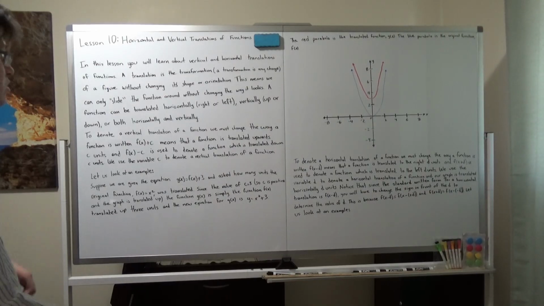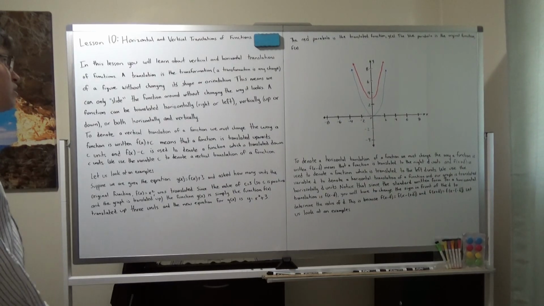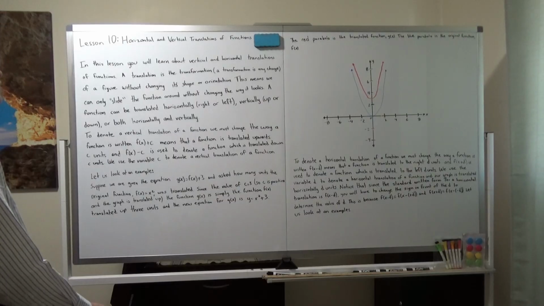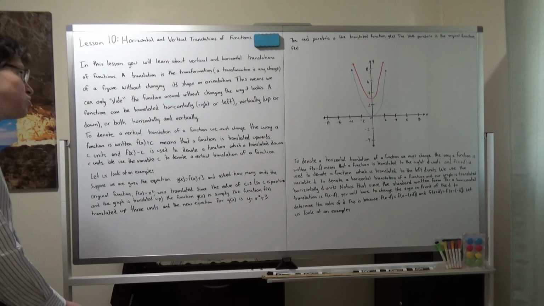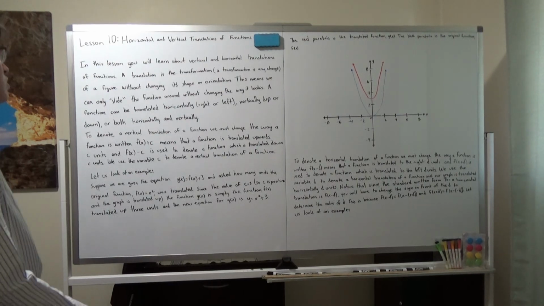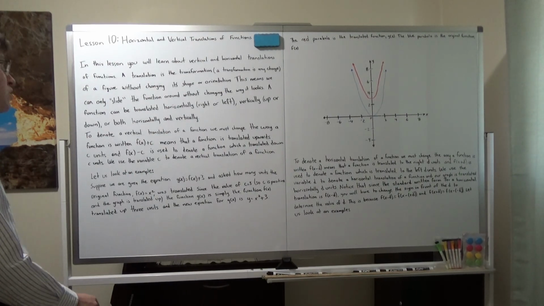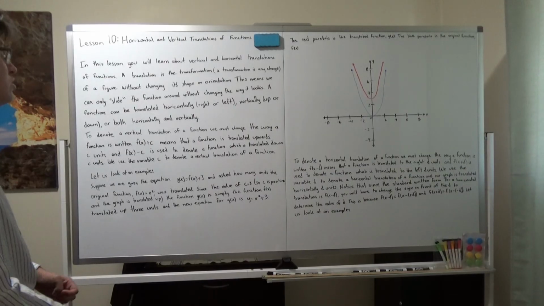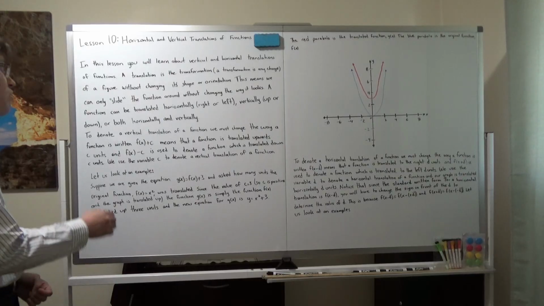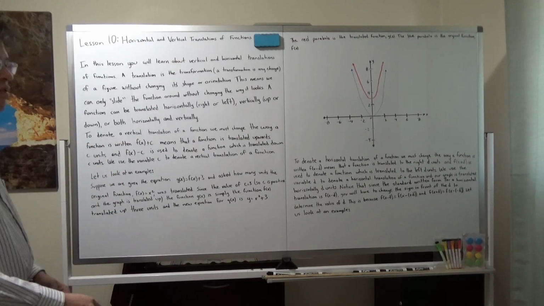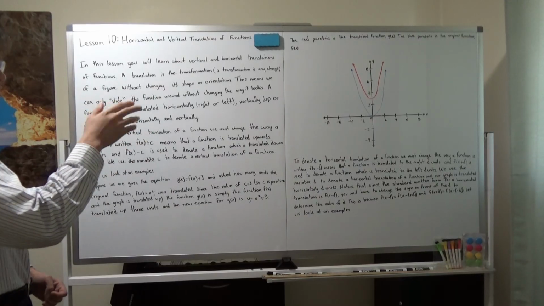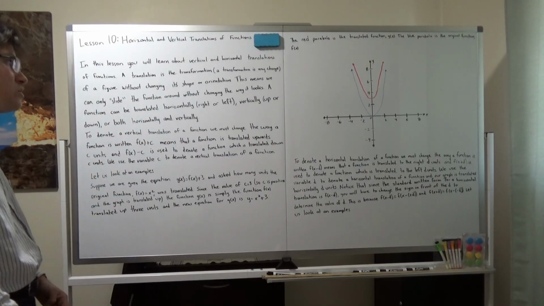A translation is a transformation, and a transformation is any change of a figure without changing its shape or orientation. This means we can only slide the function around without changing the way it looks.